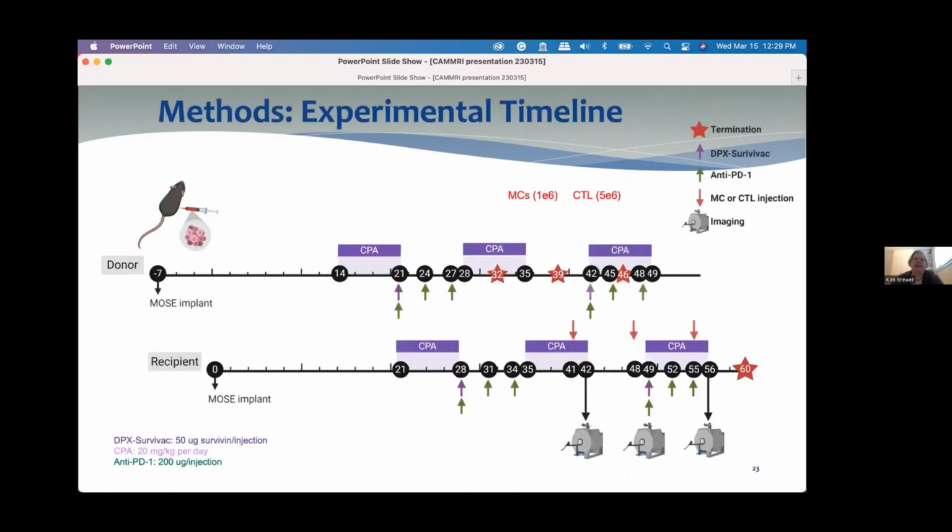So in this study, we had donor mice that were treatment matched. We would take the cells from the donor mice, label them with iron oxide, and then inject them into the recipient mice. And like I mentioned, all the mice were treated with those three therapies.